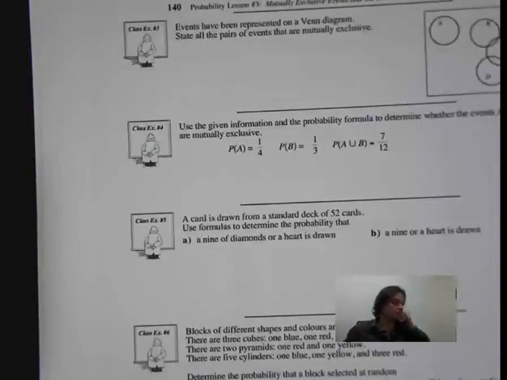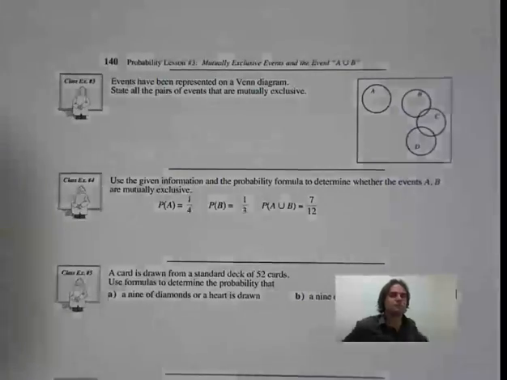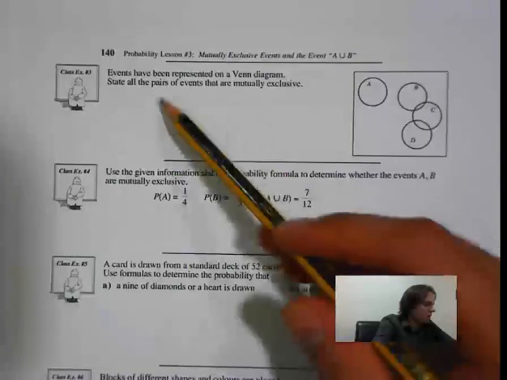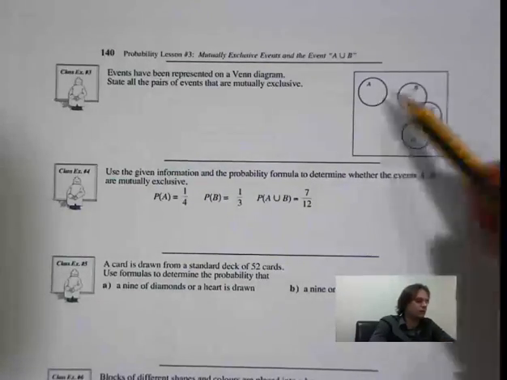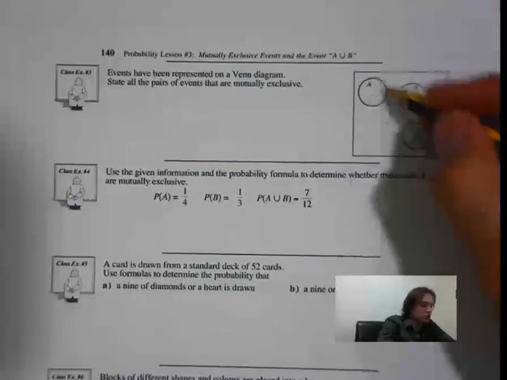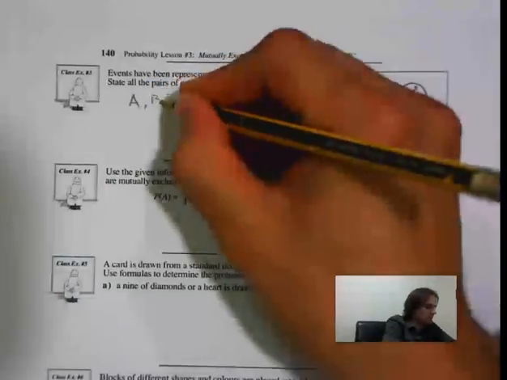All right, here we go. Last page, then we're off to the assignment. So, events have been represented on the Venn diagram. State all the pairs of events that are mutually exclusive. So if we take a look at this, let's first start with A. A and B are mutually exclusive. They are not touching. A is not in B, so A and B.